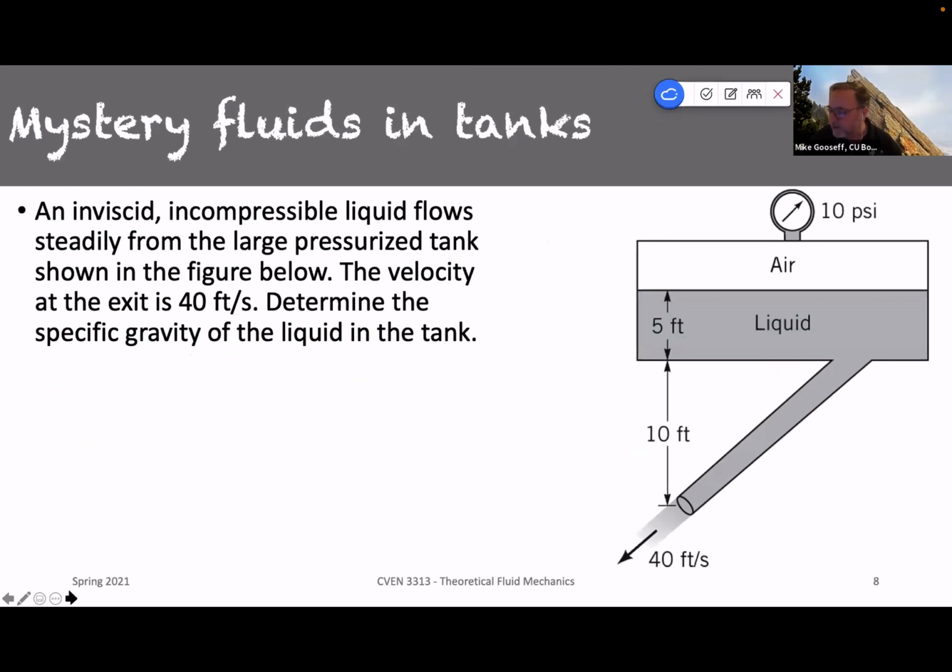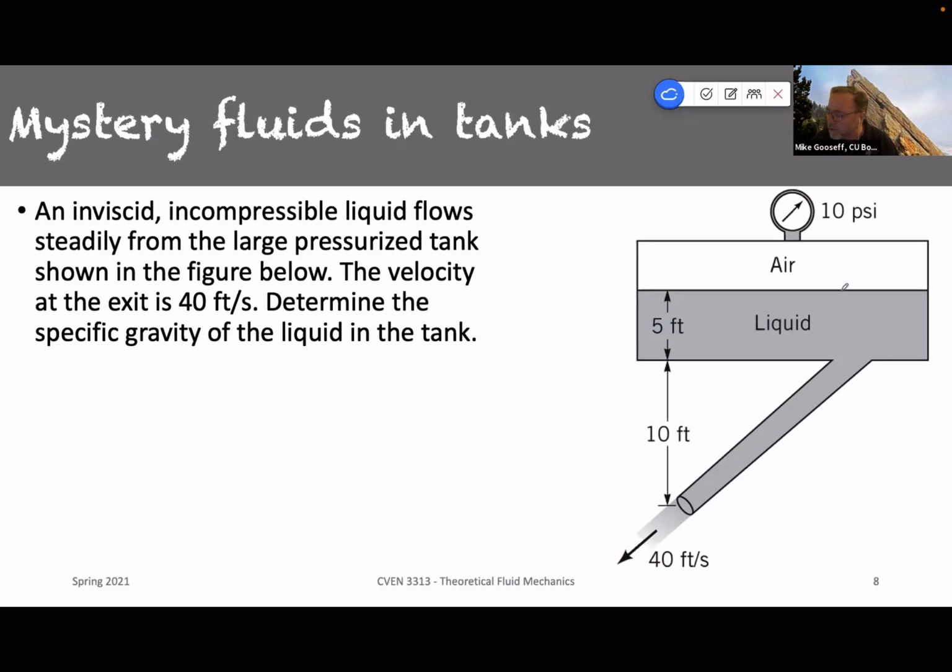Okay, all right, here's a mystery fluid in a tank. You can see it's filled with a combination of air and liquid, and it's pressurized. Then in the bottom of it, it has this tube coming out, and it shoots out into the world at a velocity of 40 feet per second.